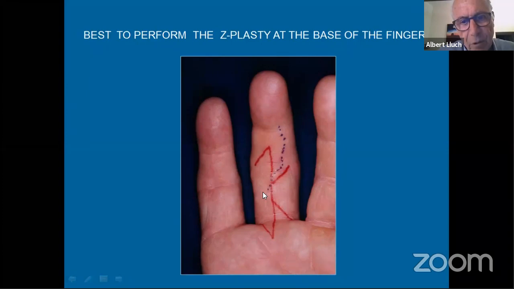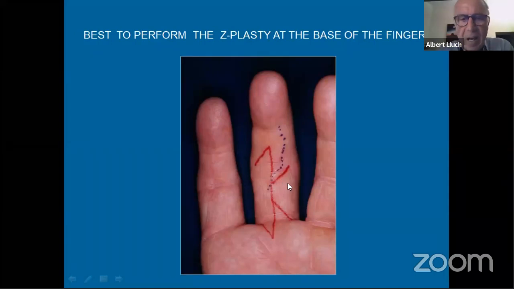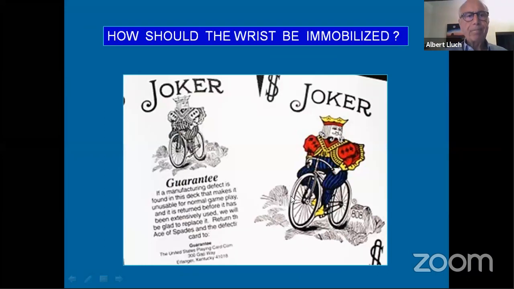Here I did it because there was a slight retraction of the skin, and I did a Z-plasty. But the Z-plasty, when you do a PIP joint release, should always be done at the base of the finger. So you do the surgery here, you continue the incision, and always do a Z-plasty here, because you can gain a lot of skin from the side of the finger, and you can really lengthen up to 13 millimeters.